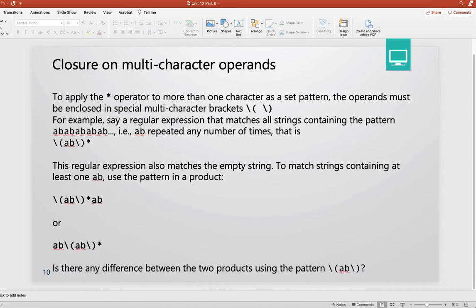So to apply the asterisk operator to more than one character as a set pattern, the operand must be enclosed in special multi-character brackets. So for example, the regular expression that matches all strings containing the pattern like AB, AB, AB, etc., which means the AB repeated any number of times, is the following regular expression. So this regular expression also matches the empty string. To match a string containing at least one AB, use a pattern in a product.